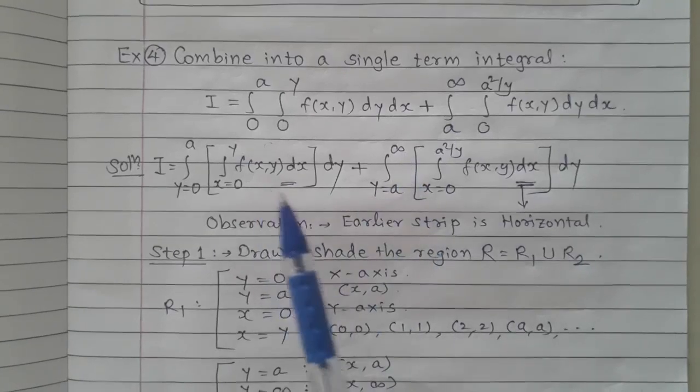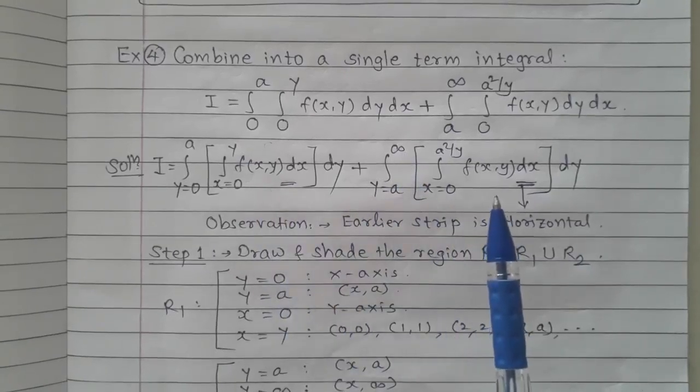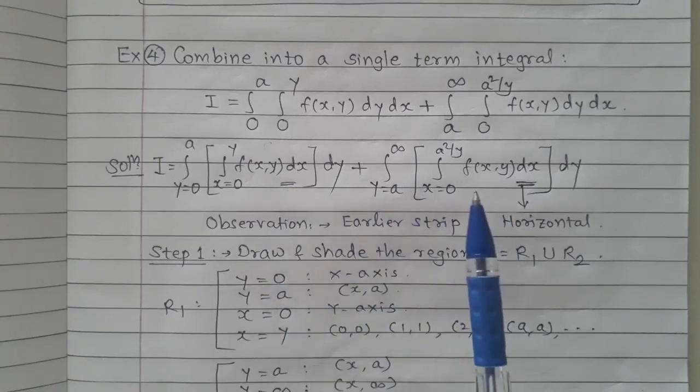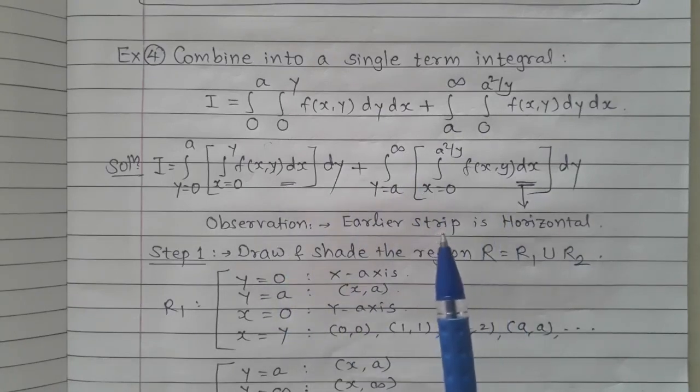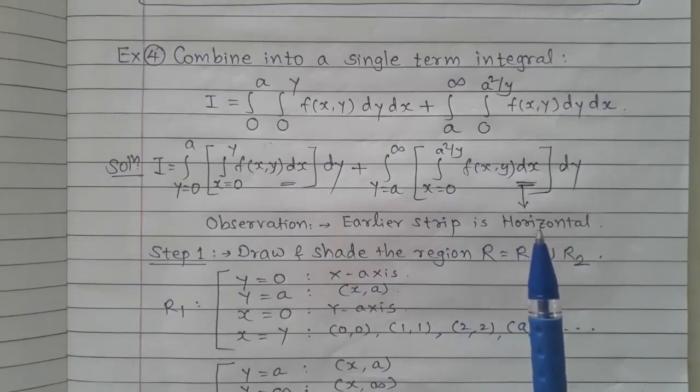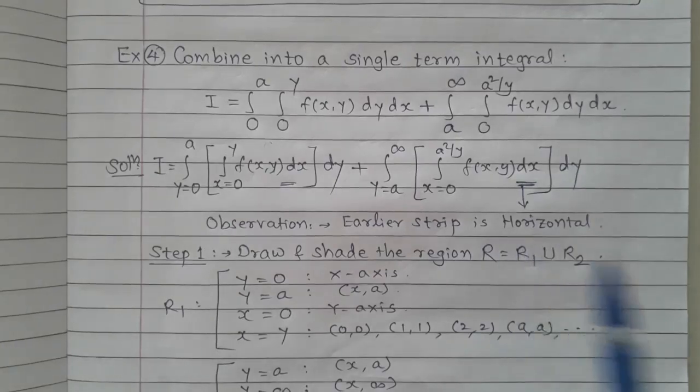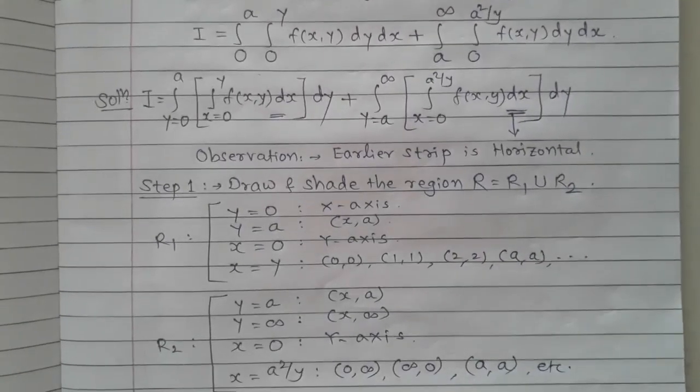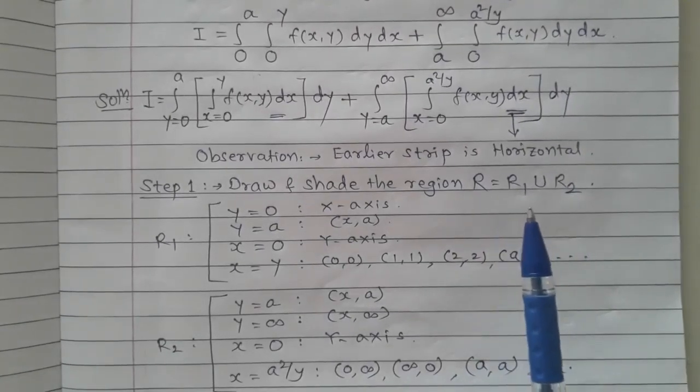So here the inner integration is with respect to x, and x is the horizontal axis, therefore the earlier limits are horizontal direction consideration. So we are going to change that horizontal to vertical direction. But first of all, we'll draw and shade the region R as R1 union R2.